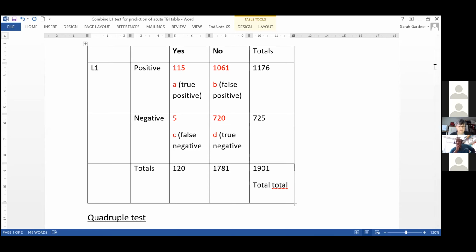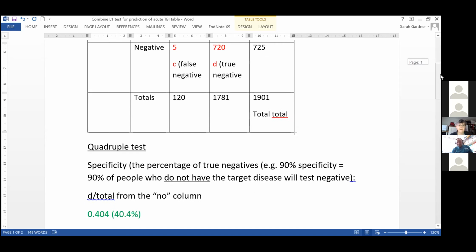Anyone want to take a punt on that, or do we nominate Sikandar? Just use the calculator. It would be D by B plus D, so 720 by 1781 times 100. Yeah, there you go. So we're beginning to get the figures that we got in there. Yeah, it's just reassuring, isn't it? I always do the tests, just in case.